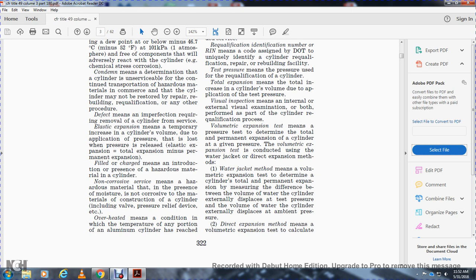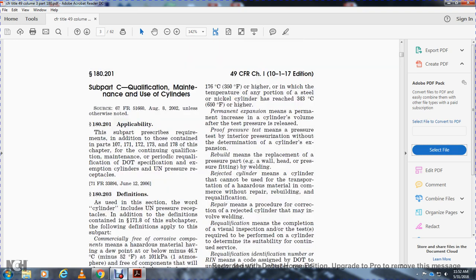Overheated means the condition in which the temperature of any portion of an aluminum cylinder has reached 350 degrees Fahrenheit or higher, or the temperature of any portion of a steel or nickel cylinder has reached 650 degrees or higher. Permanent expansion means the permanent increase of the cylinder volume after the test pressure is released. Proof pressure test means a pressure test by interior pressurization without determination of expansion. Cylinder rebuild means the replacement of a pressure part, e.g., wall, head, pressure fittings, by welding.